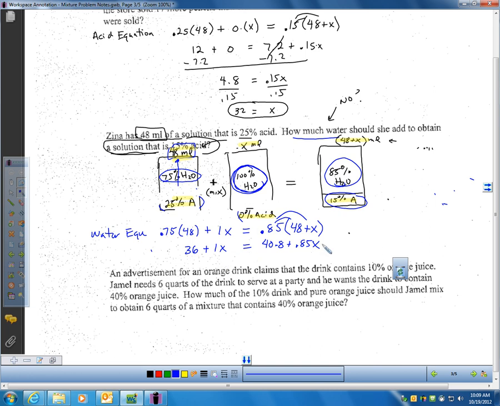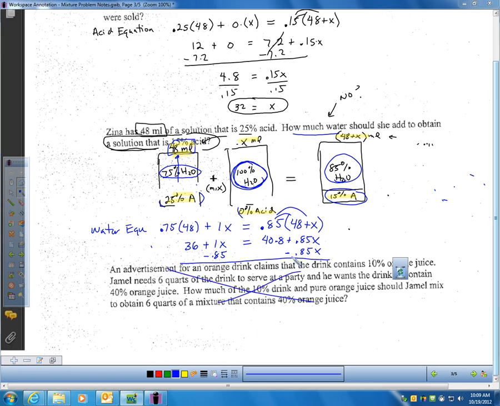Okay, now I have variables on each side. I don't want variables on each side, so I'm going to take away 0.85x from each side. And again, I'm going to run out of room, so I'll just cross it out. Okay, so they cancel out. I get 36 plus 0.15x equals 40.8. And then the next thing I do is I subtract 36 from each side. And when I do this, I want you to notice something immediately. I get 0.15x equals 4.8.